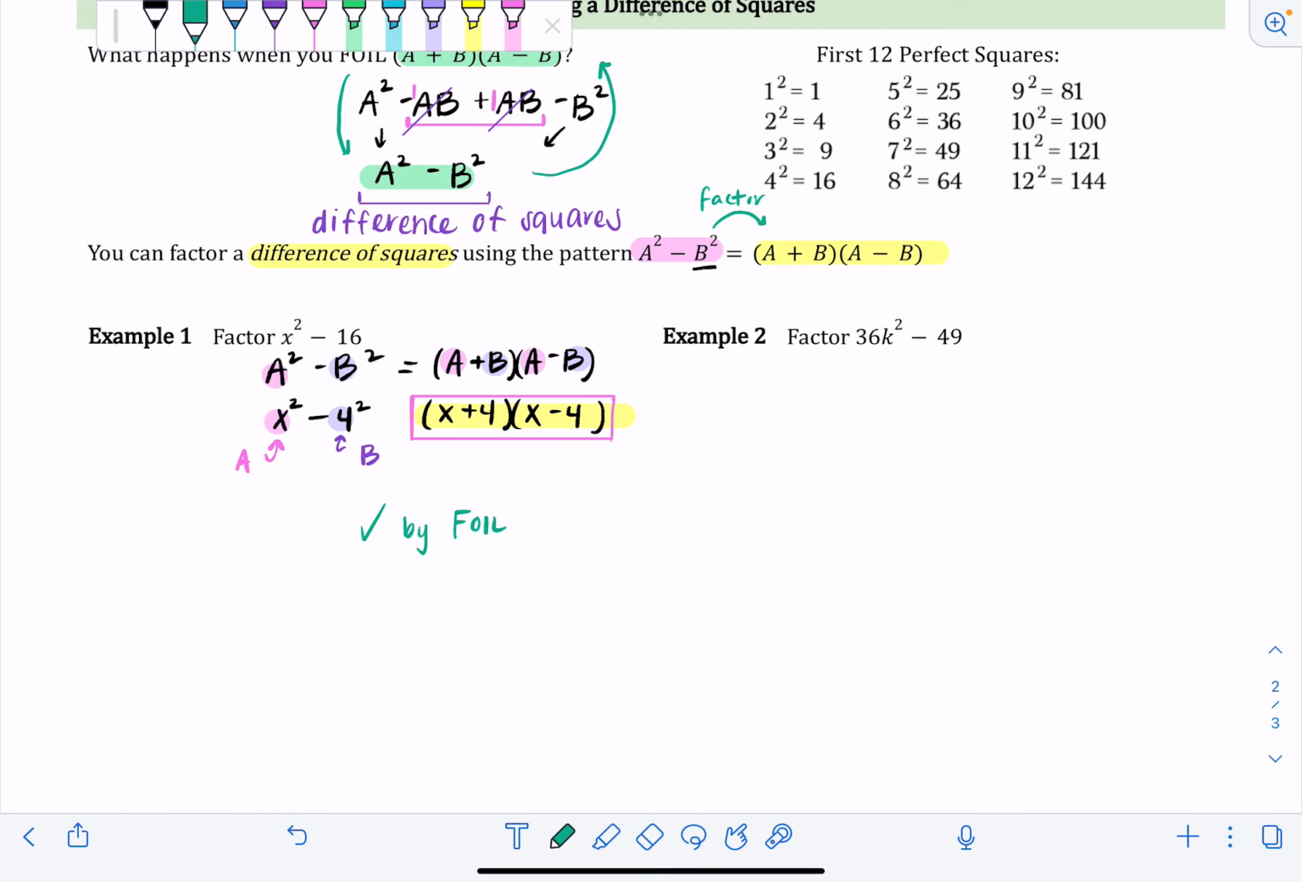Okay, last problem, example 2: factor 36k to the second power minus 49. So I'm going to treat this the same way. I'm going to copy this formula over. Until you get super comfortable with these problems, I would do the same thing. It's nice just to see, okay, I plug this in here, I find A, I do this. It's just a nice little guide.